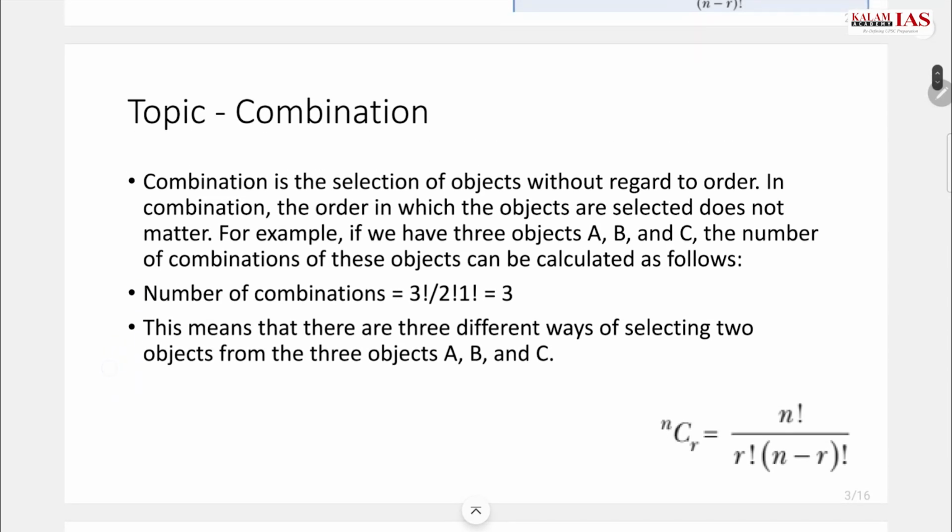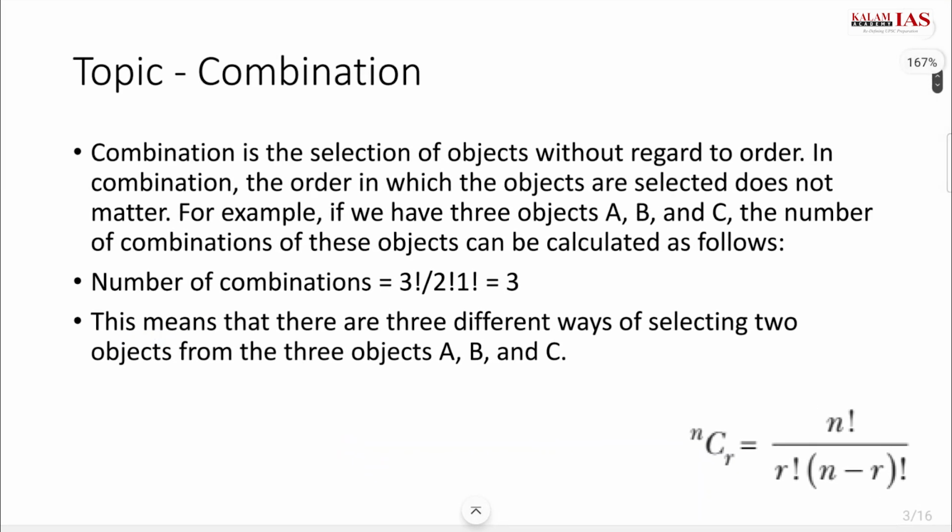Moving on, our next topic is combination. Combination is selection of objects without regard to order. We are selecting objects, but we do not see the order in which they are selected. The order in which the objects are selected does not matter at all. For example, if we have 3 objects A, B, C, as we saw in the previous slide, the number of combinations of these objects can be calculated as follows.